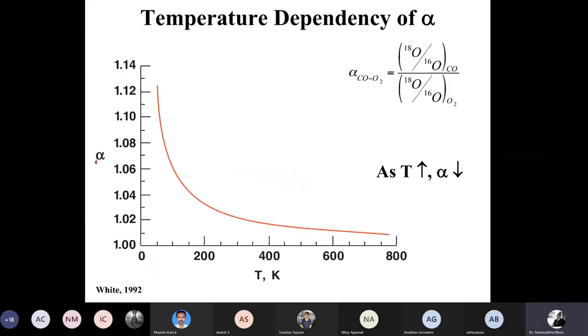How it changes with temperature usually follows an exponential function. Note the temperature given here is in Kelvin scale. Lower the temperature, higher the fractionation. Higher the temperature, lower the fractionation. That is the cardinal rule of it.